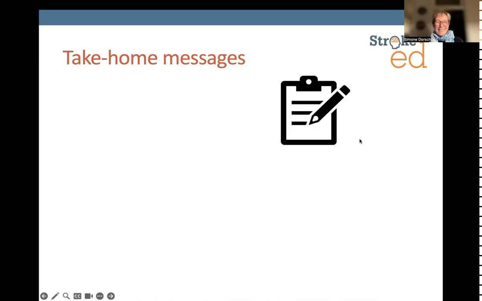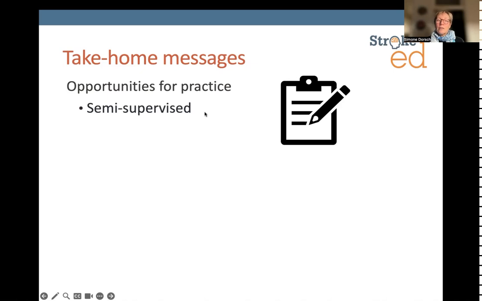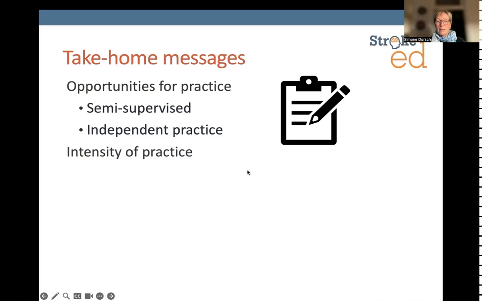Okay, take home messages of all of that. It's absolutely up to us to increase the opportunities for people to practice. It should not be limited to one-to-one sessions with us, because that is never going to be enough practice. So we need to find opportunities for semi-supervised and independent practice, and we need to put systems in place that help improve adherence to it.